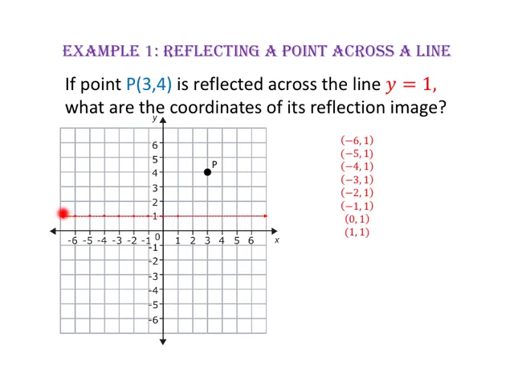This will be our line of reflection. Remember, point P's image will be equidistant from the line of reflection. Since point P is 1, 2, 3 units from the line of reflection, point P prime will be 1, 2, 3 units on the opposite side of the line of reflection. Once we have graphed point P prime, let's write its ordered pair of 3, negative 2. So the coordinates of the image of point P will be 3, negative 2 for P prime.